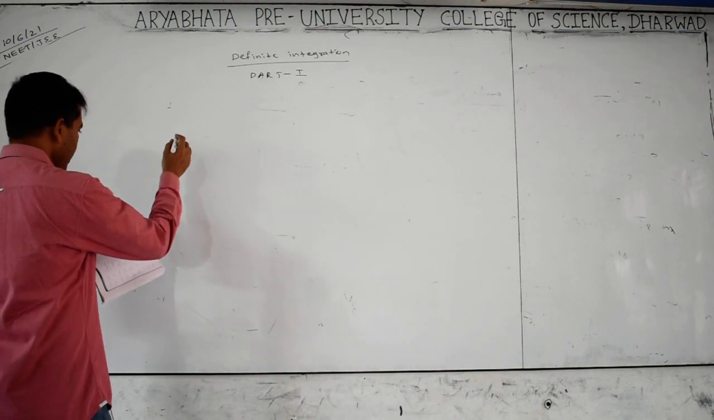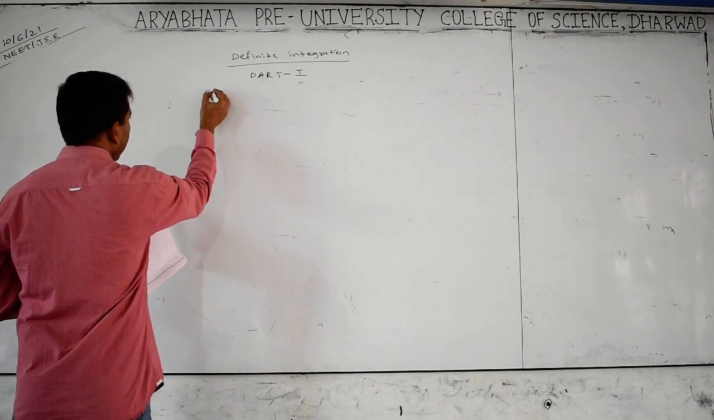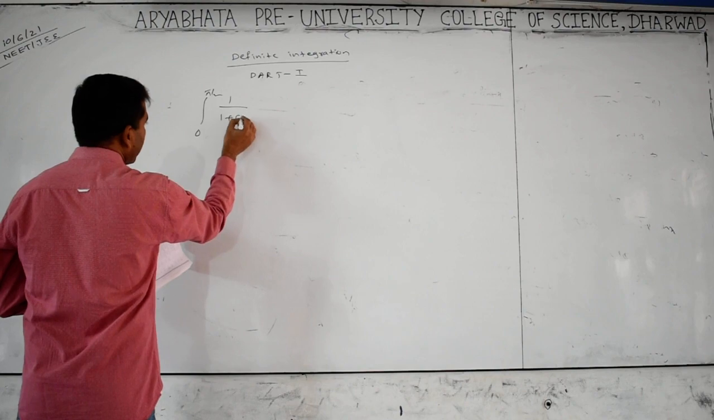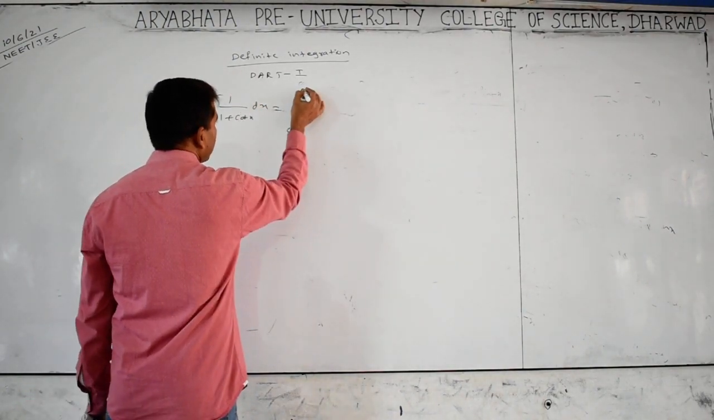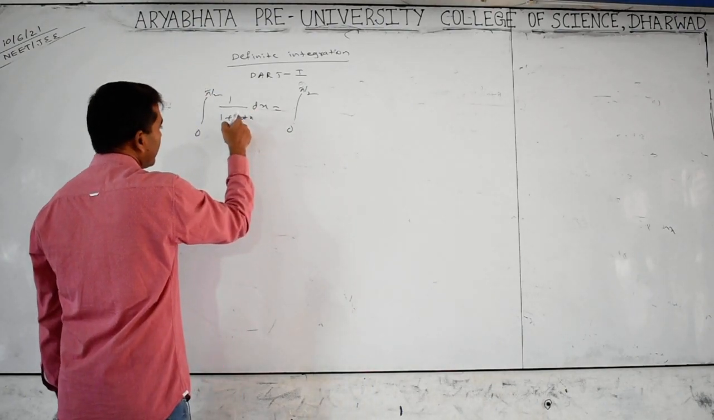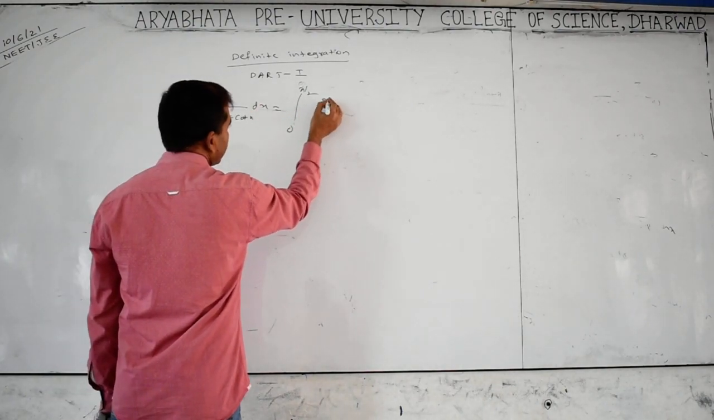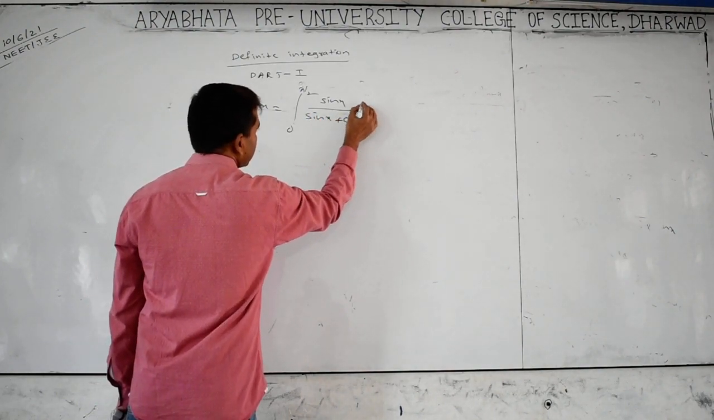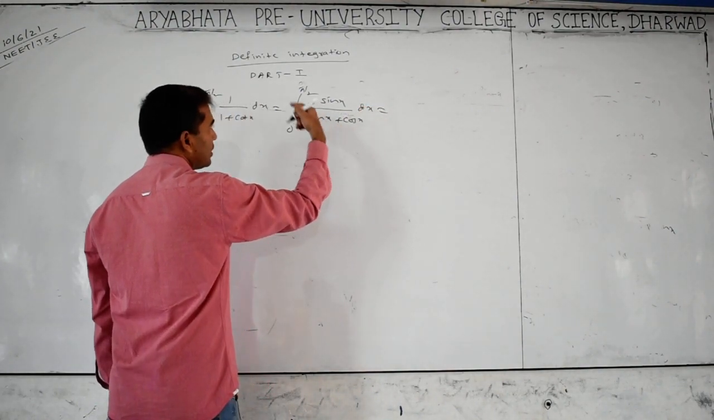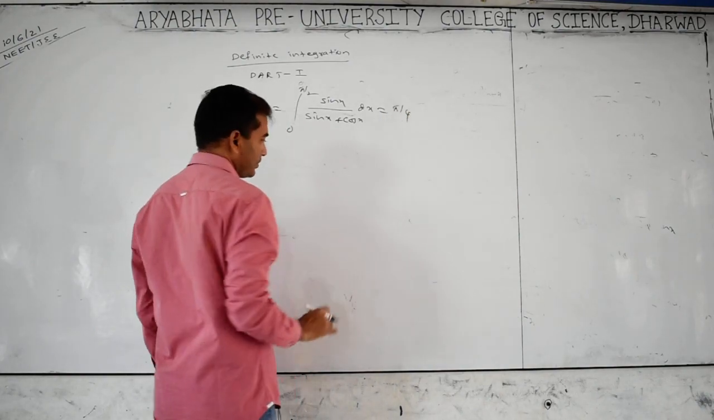Next one, integration of 0 to pi by 2, 1 by 1 plus cot x dx. Does it contain the first model? Yes. 0 to pi by 2, take cos by sin, so sin x by sin x plus cos x. Sin x cofunction here, so answer is pi by 4.